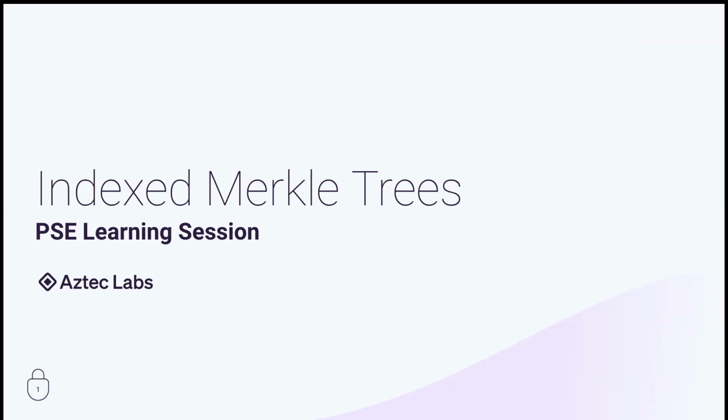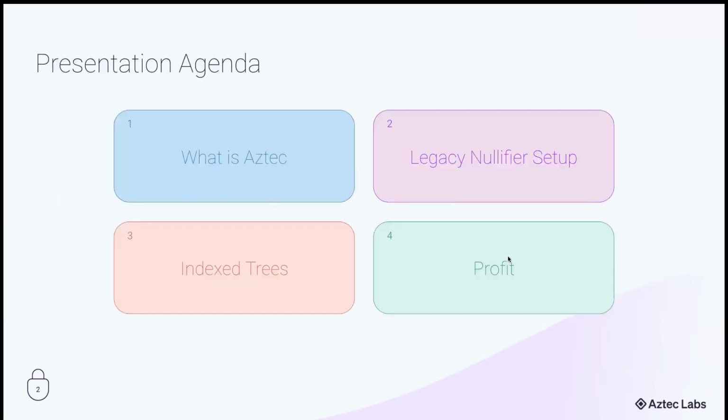Thank you. So I'm Lasse. I'm from Aztec, and we're talking about indexed Merkle trees for this session. So the presentation agenda will be as this. We're shortly going over what is Aztec and why we even have interest in these trees. Then go over our legacy nullifier setup, how index trees make sense for us, and some of the intuition of why or how they work. And then essentially we end up with profit by having smaller circuits at the end.